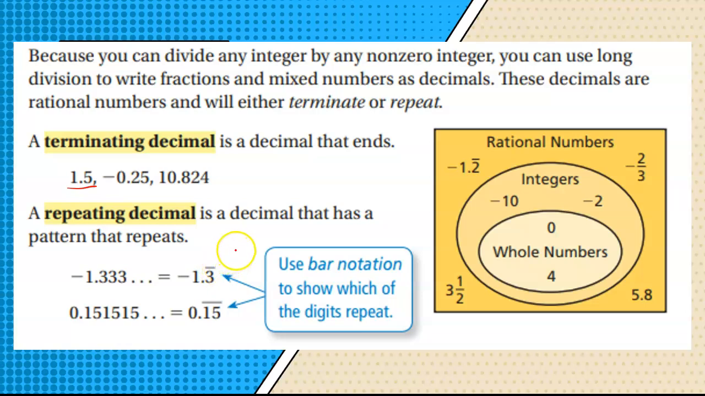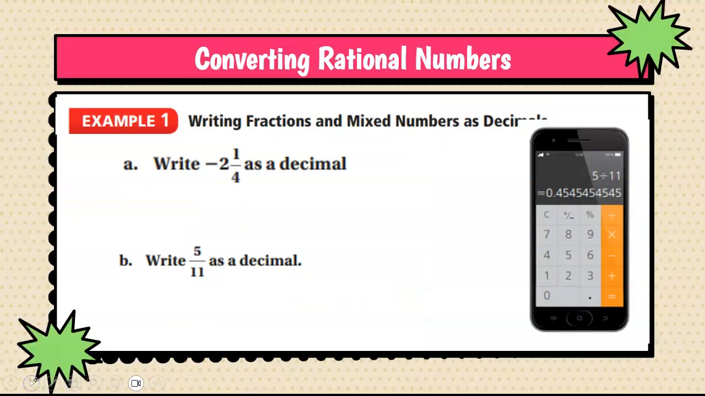Or you could see a repeating decimal. That repeating decimal would just continue either with the same number or with a pattern that repeats. And there's a little symbol that we place over the part that repeats that shows us which of the digits repeat. And that is our bar notation for repeating decimals. Let's do a couple of examples.